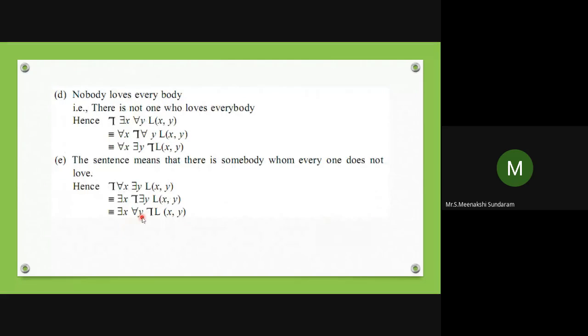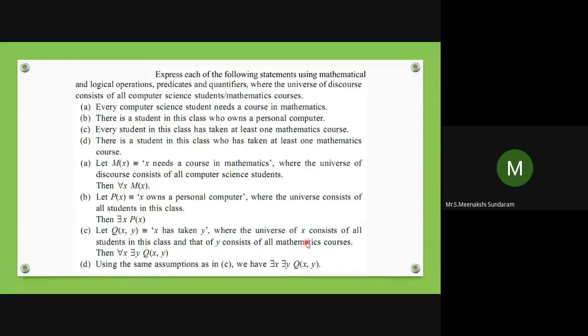Everyone, for all X, negation of L of x comma Y. The statement will be changed as here for all X, and here there exists an X, there exists a Y for all Y. These are the statements giving like that way. And so, one more example.